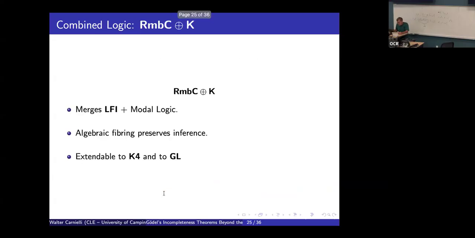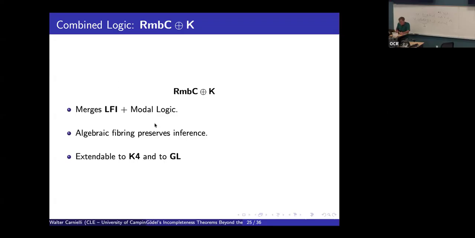Now I constructed my joint system, RMBC combined with K. Just K. What I'm doing here is merging this LFI, the logic of formal inconsistency, with modal logic. As I said, I have some tools for doing that, the fibring tools. That's how in our book we wrote a complete book on this. What is K? The first axiom K. Axiom K, yes.